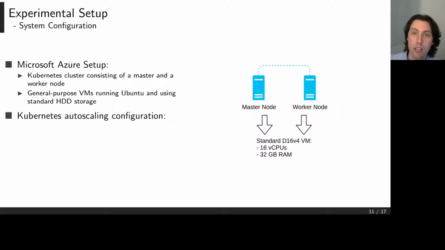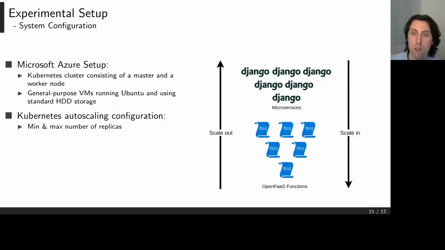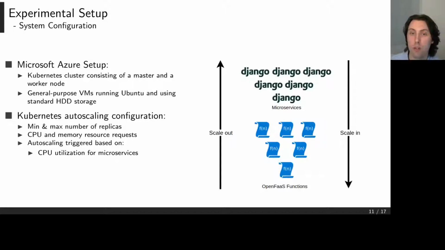For the components running in the Kubernetes cluster, we configured auto-scaling as well. So for microservices and Open Faas serverless functions, this means specifying: 1. A minimum and a maximum number of replicas that can be run, 2. CPU and memory resource requests for each replica, and lastly, how exactly auto-scaling is triggered. For microservices, auto-scaling was configured to be triggered based on the CPU utilization, while auto-scaling for Open Faas functions was configured to be triggered based on the incoming requests per second.